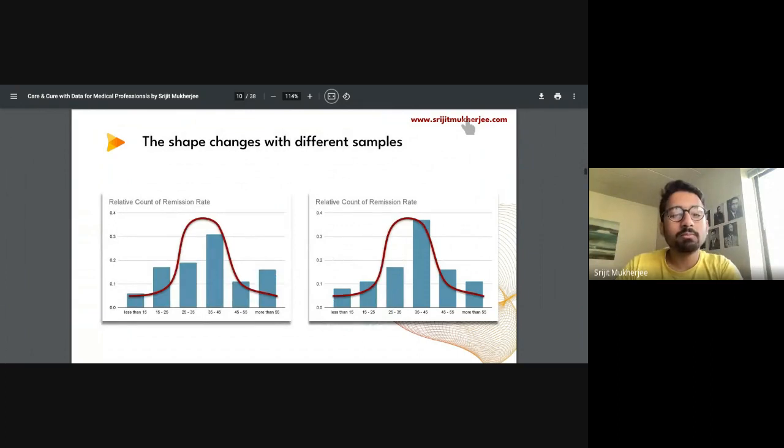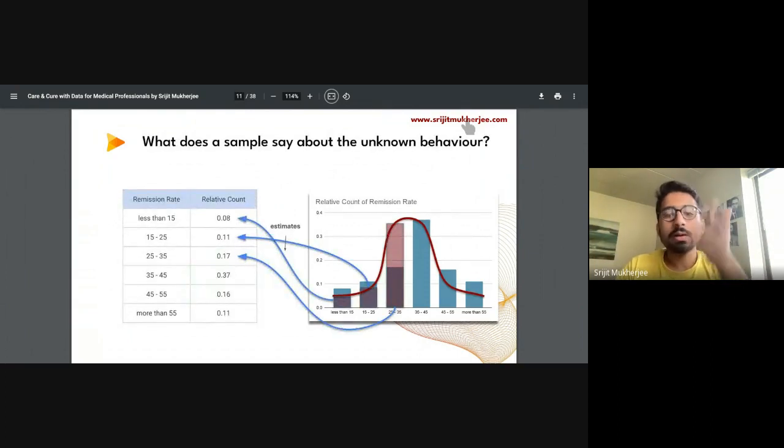For different samples, you will get different estimates. But given the sample you have now, that's the best you can get, right? And it sometimes gives quite a good estimate. You can see on the right hand side, it gives quite a good estimate. But in this middle one, it doesn't give a good estimate. So 0.08 is a good estimate of the actual relative count less than 15. The 0.11 is a good estimate from the sample, because that's the best we can have of the relative count of the remission rate between 15 to 25. So this is what a sample says about the unknown behavior of this entire population, the entire behavior of the wonder drug.